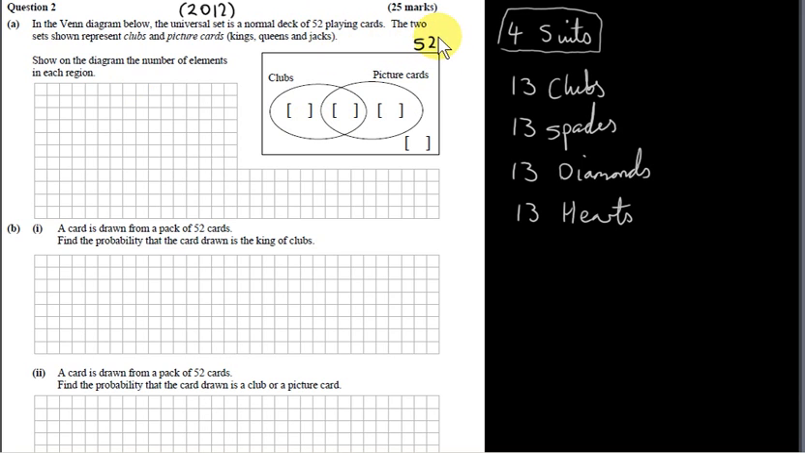I'll just write that in here in square brackets to indicate the number of elements inside this rectangle. The rectangle represents all 52 playing cards.